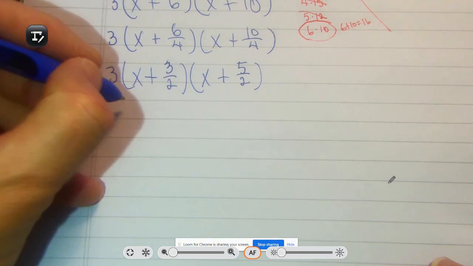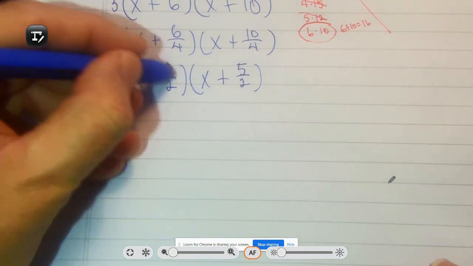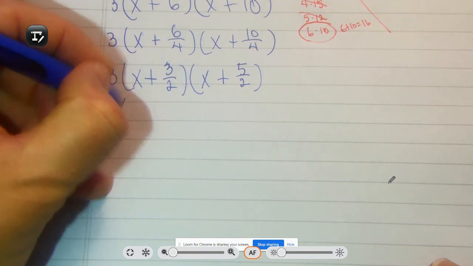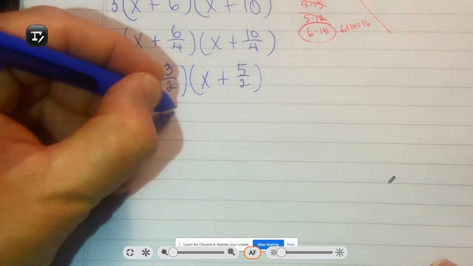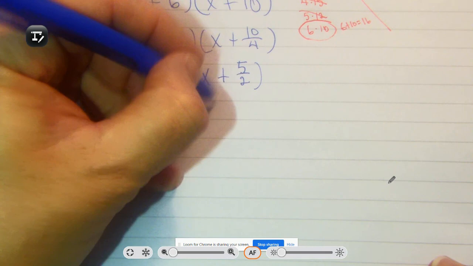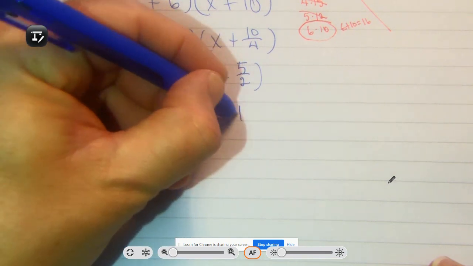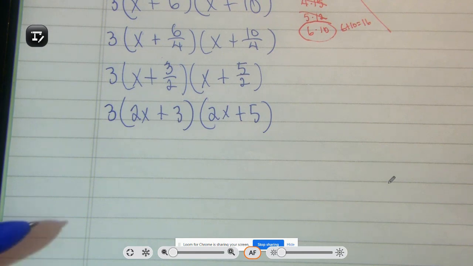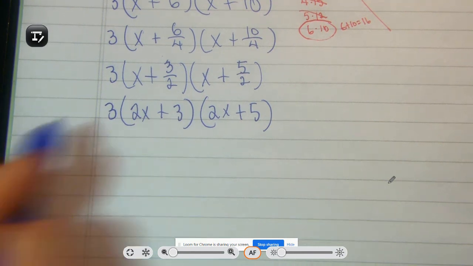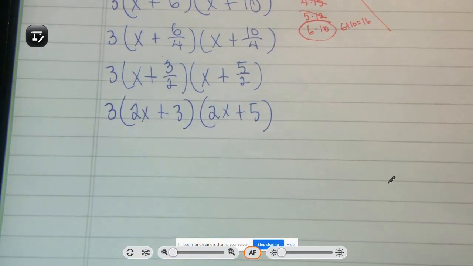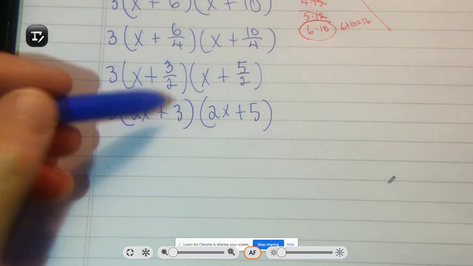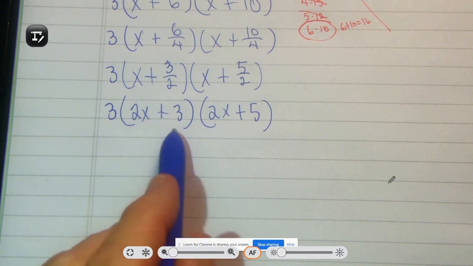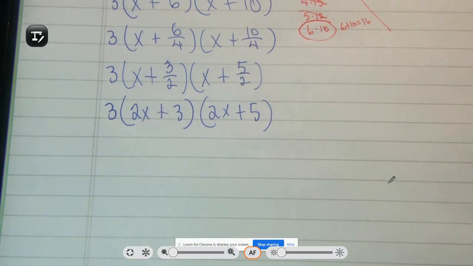Well, let's finish it out. We don't want to have this 2 in the denominator, so we'll multiply 3 by 2, and we'll get 2x plus 3. Same thing here, 2x plus 5, and that'll give me what I started out with, just like I needed. And that is the complete factorization. 3 times 2x plus 3 times 2x plus 5. And it doesn't matter what order. You can put 2x plus 5 first and then 2x plus 3.